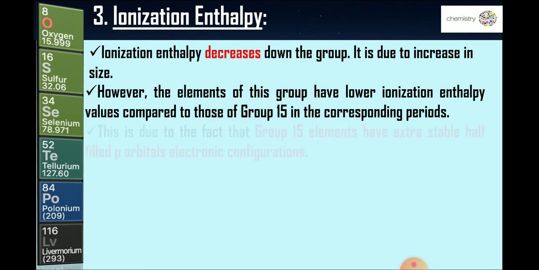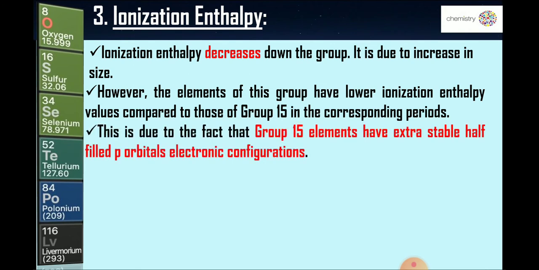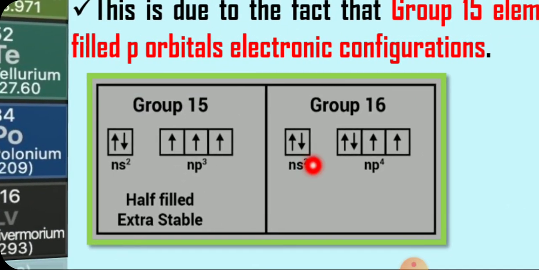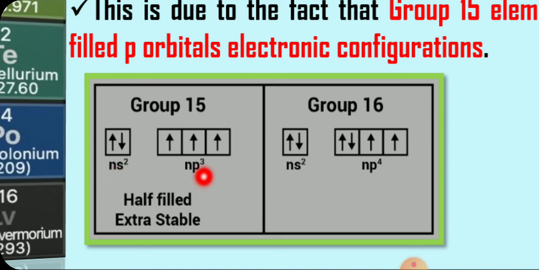Why is 15 higher and 16 lower? The reason is group number 15 elements, this concept we discussed in previous classes, have extra stable half-filled p orbital electronic configuration. You know, group number 15 electronic configuration is ns2np3. So p can accommodate a maximum of 6. It contains exactly half. It contains 3. You have studied that half-filled and completely filled atomic orbitals are said to be more stable. So group number 15 elements are more stable compared to 16.